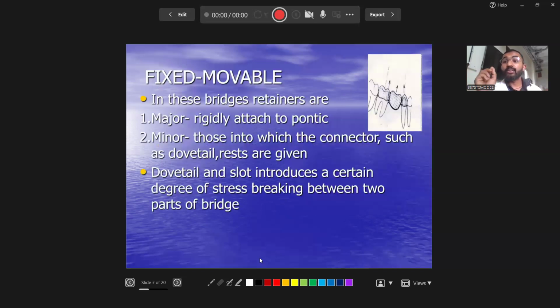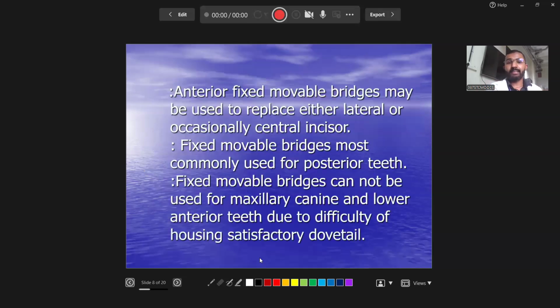The second one is called the fixed mobile type of bridges. Here the front tooth is fixed in nature. It has an extension, which can be a slot type or a dovetail shape type. Once that is cemented, the remaining part is slid over and cemented there. This kind is called a fixed mobile type bridge.